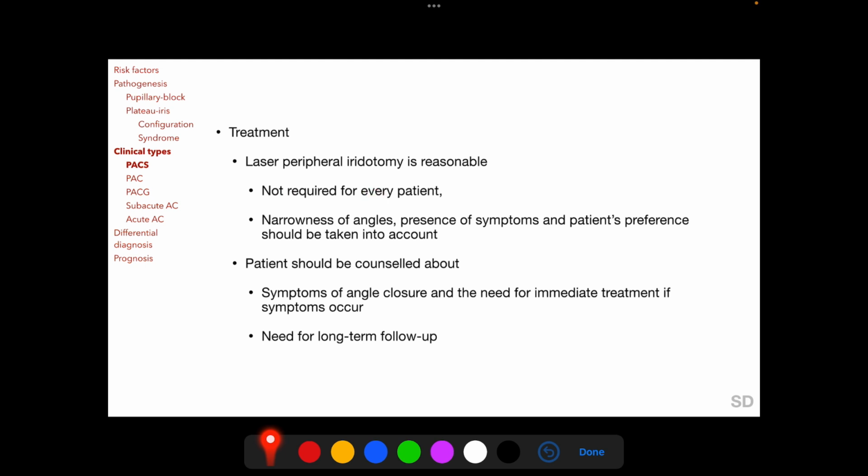We should take into account narrowness of the angle, presence of symptoms, and patient's preference when considering LPI in PACS patients. But the patient should be counseled about symptoms of angle closure and the need for immediate treatment if these symptoms occur, and also about the need for long-term follow-up because of the risk of progressive age-related narrowing of the angle with development of peripheral anterior synechia, raised intraocular pressure, and glaucomatous optic neuropathy.